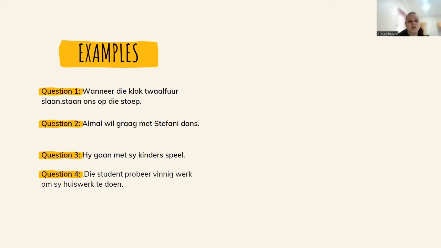Then we have question 4. Die student probeer vinnig werk om sy huiswerk te doen. So take note of your infinitive. Your infinitive always stays at the end of the sentence. The verb always stays at the end of the sentence. It is a solid thing. You don't add words into it. You don't take things behind it. It's always solidly at the end of the sentence. So probeer is also one of our skakelwerkwoorde. So die student het vinnig probeer werk om sy huiswerk te doen.